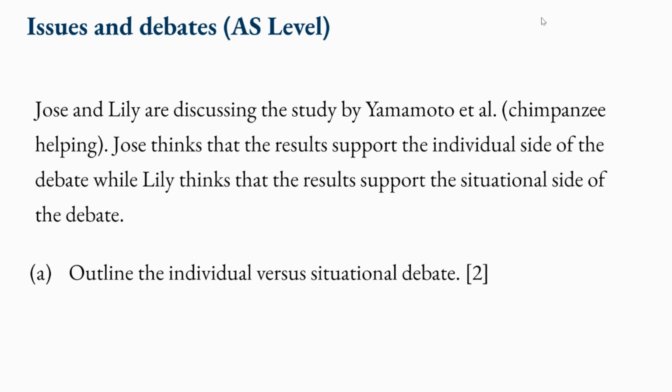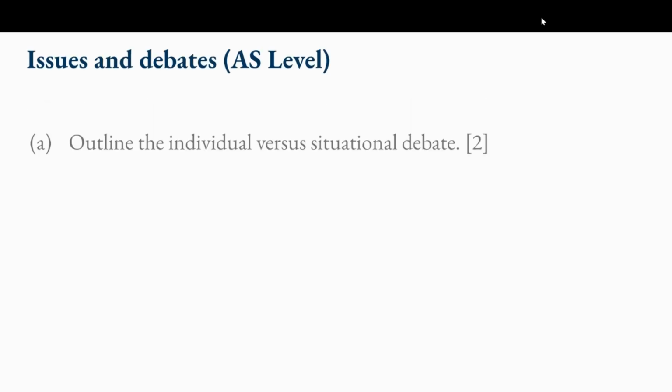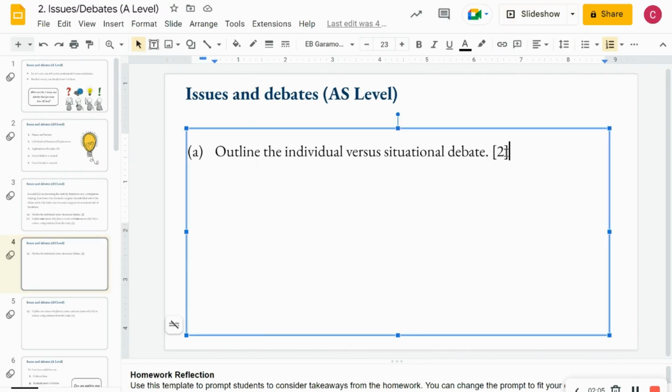So first, outline the debate for 2 marks. And secondly, explain one reason why Jose is correct and one reason why Lily is correct, using evidence from the study. They could also just ask you to back up one of them, meaning you need 2 points for one side. That can be more difficult, but we'll stick with this question for now. So, outline the individual versus situational debate. This should be fairly easy to get the marks in.